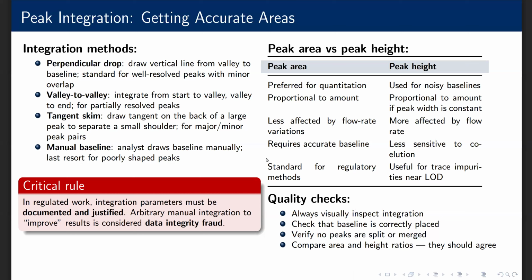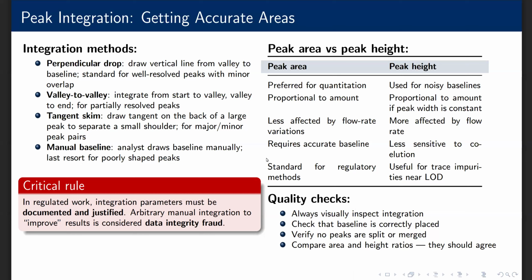In regulated industries, changing integration parameters to manipulate results is considered data integrity fraud. The FDA has issued warning letters and shut down facilities for this practice. Integration parameters must be set before the analysis begins and justified in the method.